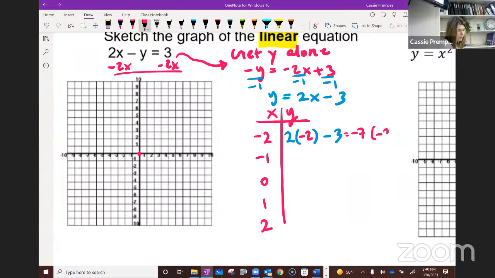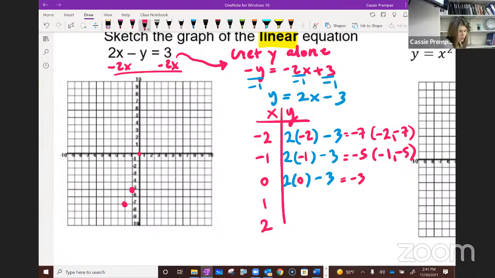-7, which means I'm going to plot the solution point, -2, -7. It's an answer for this equation. So I would plot that, -2, -7. Plug in -1, and I would have 2 times -1 minus 3. -2 minus 3 would give me -5. And so I have the point -1, -5. And I'll plot that. Plugging in 0, I would have 2 times 0 minus 3. 0 minus 3 is -3, so I'm going to plot the point 0, -3.